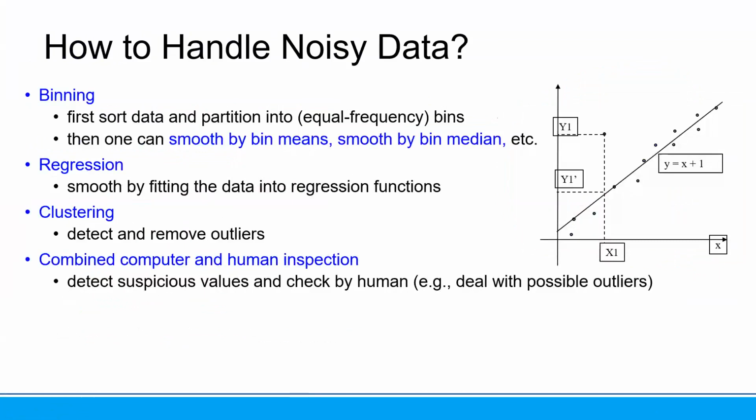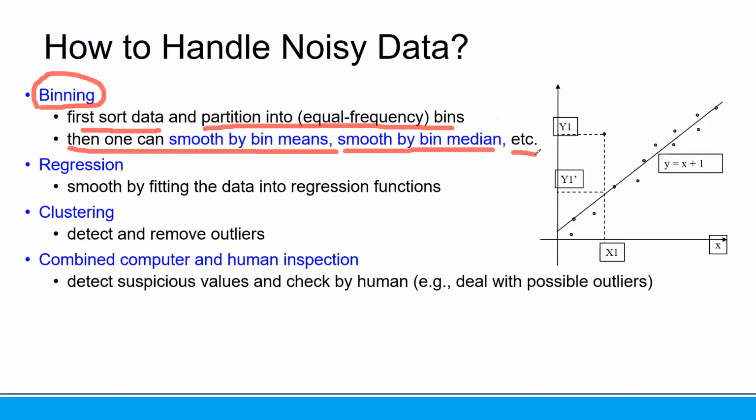So how to handle the noisy data? First, we can check with binning. There is a method called binning. We can sort the data and then partition it into equal frequency bins. And then we can smooth by means or smooth by median, etc. There is an example we can see later.